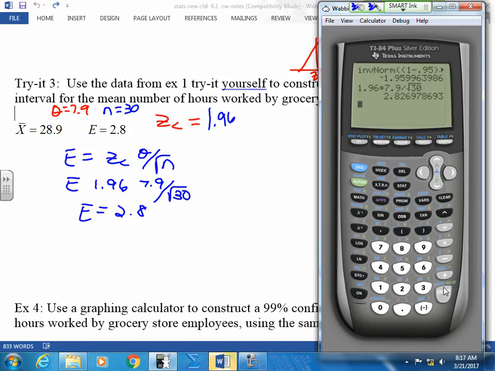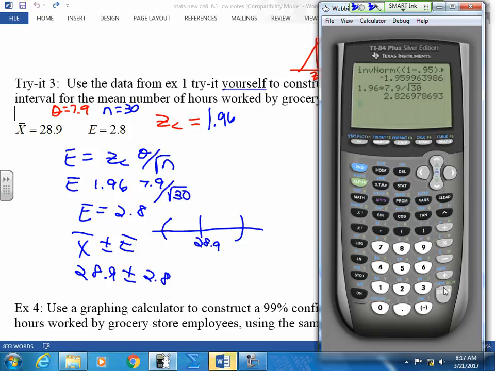Now, I build my confidence interval. This is how easy it is. I'll do it on the calc in a minute. 28.9, which we found to be our mean, plus or minus 2.8. So you pick up your calculator, 28.9 is here, you subtract 2.8, you add 2.8. So this will be 26.1, and this will be 31.7.